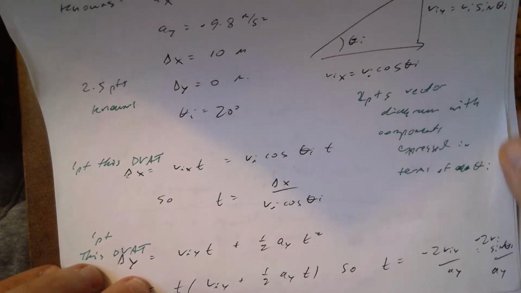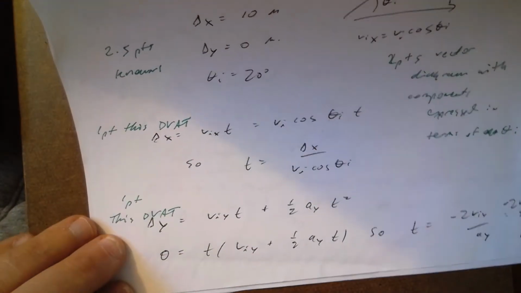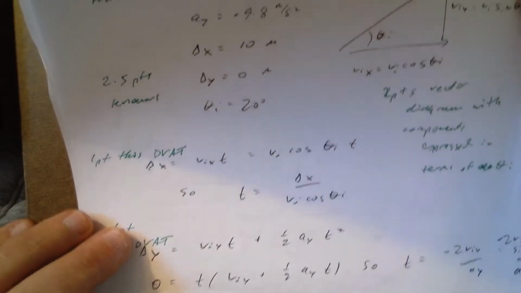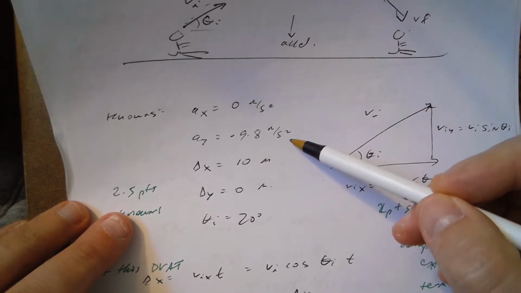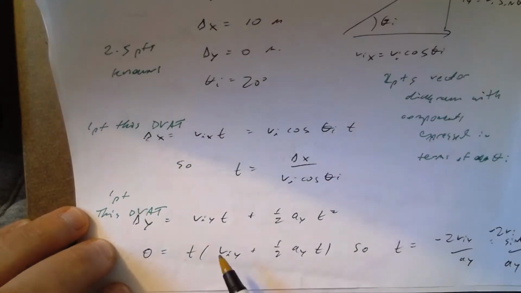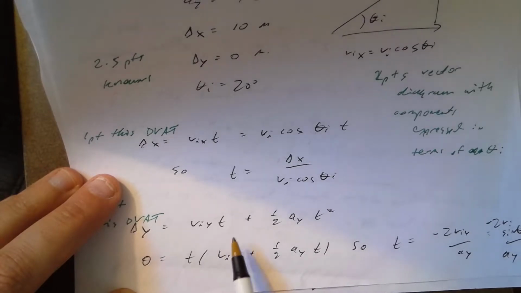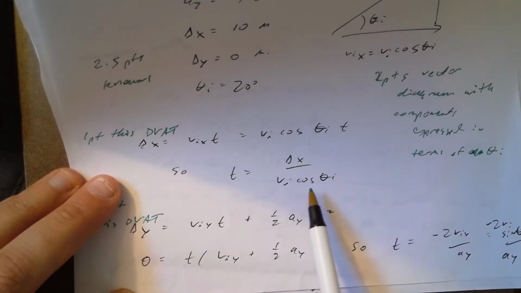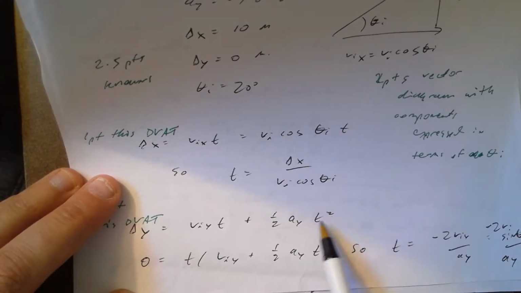What we're going to do is use that expression for time and sub that into our vertical DVAT equation. So for the vertical variables, we know delta y, which is 0, and we know ay, and we're going to use that time as our third known, and plug in from our x equation. Again, we have a formula for time. We don't know the number yet. All right, we're going to plug that into our vertical DVAT equation.